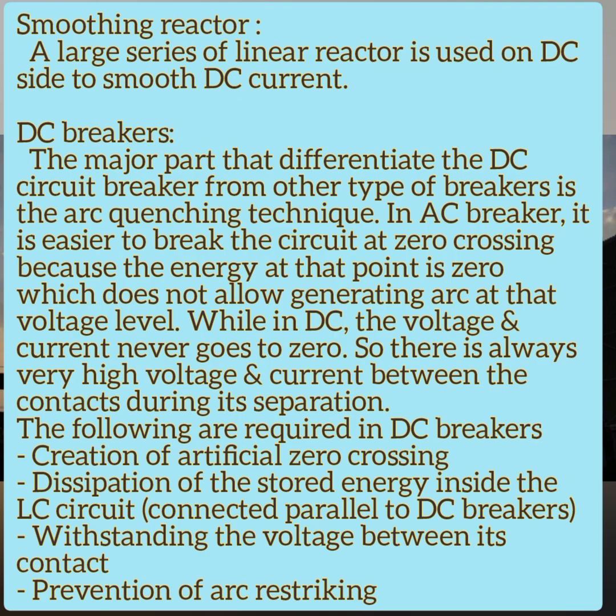So the following are required in your DC breakers. One is creation of an artificial zero crossing. Second is dissipation of the stored energy inside the LC circuit, which is connected in parallel to the DC breaker. Then withstanding the voltage between the contacts, and also prevention of arc restrikings. So these are all the main elements in your HVDC station.